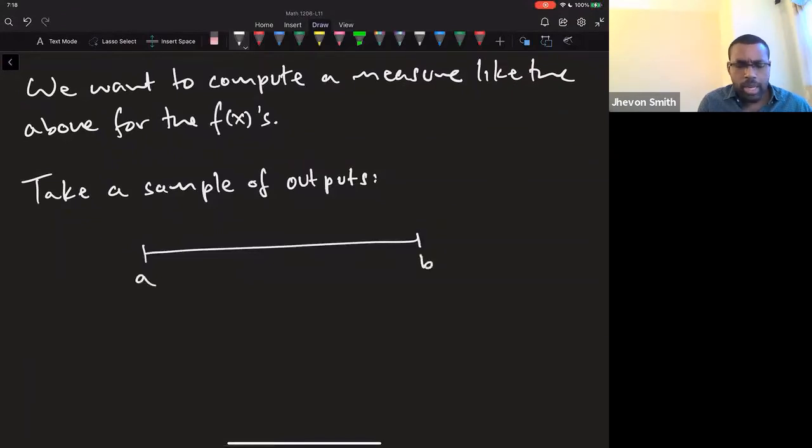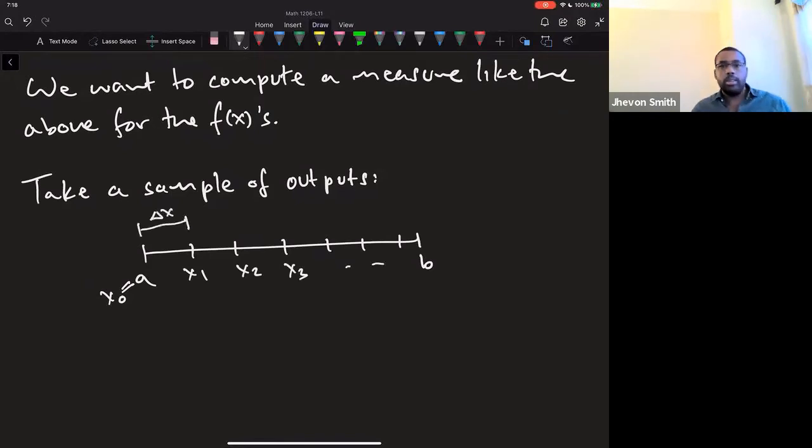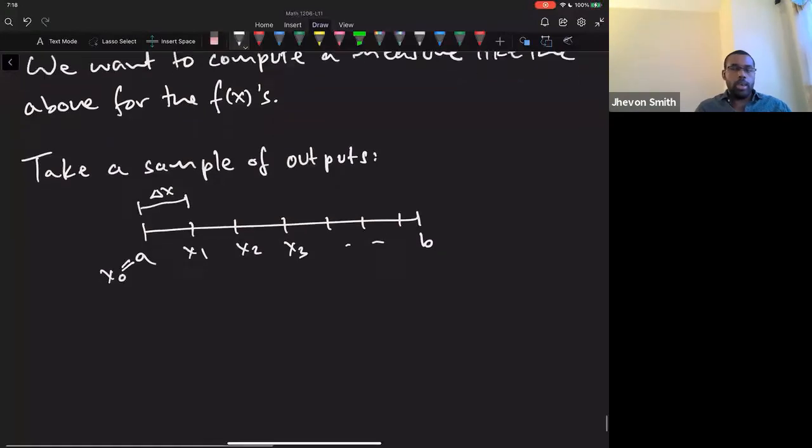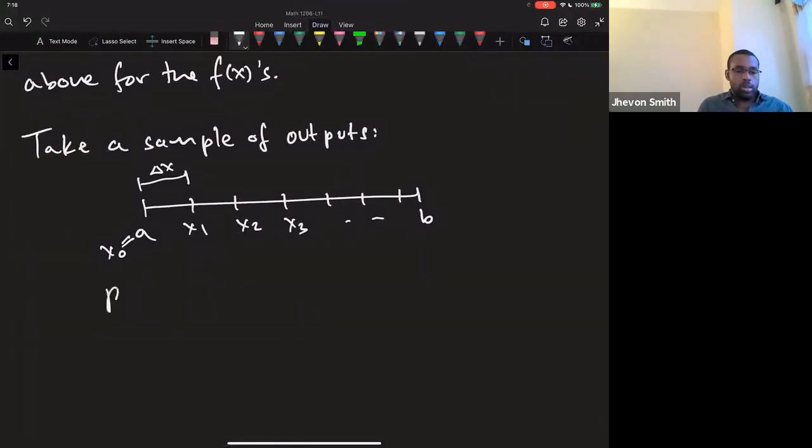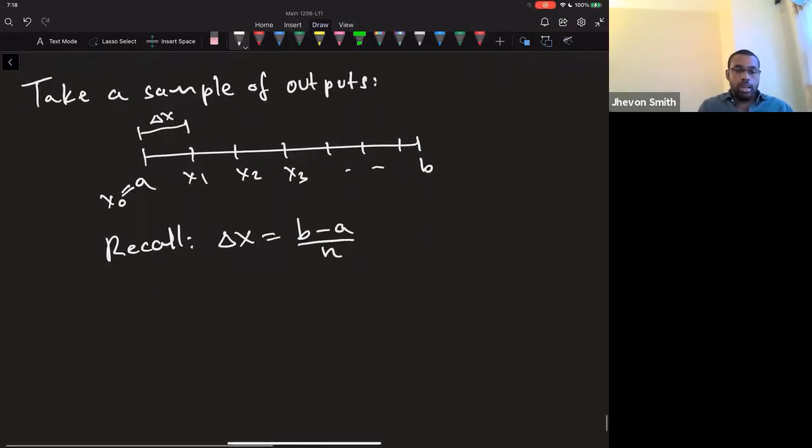So we're going to have A to B. We have our x0, our x1, our x2, our x3, etc. Again, each of these is delta x in terms of just our normal thing. And recall, our delta x equals b minus a over n. And this, of course, would mean that our n is equal to b minus a over delta x. Now, we're going to use that at some point.